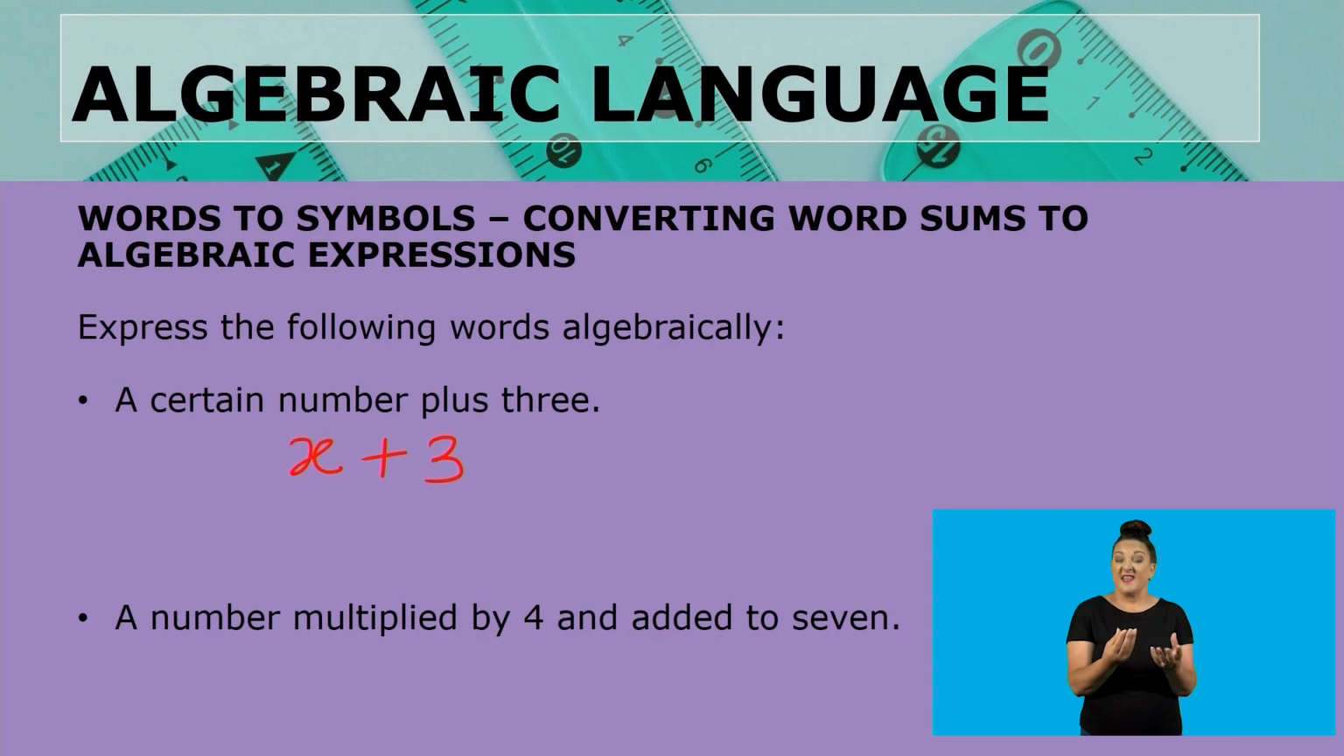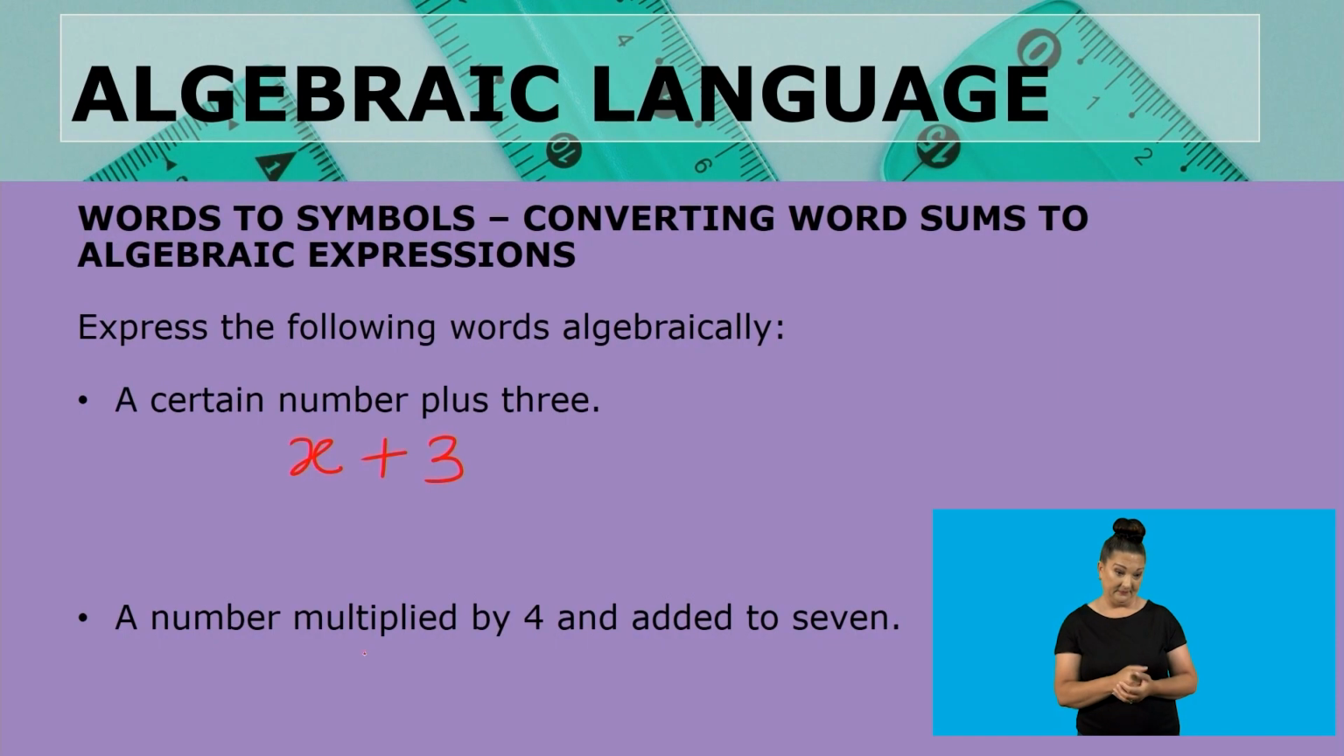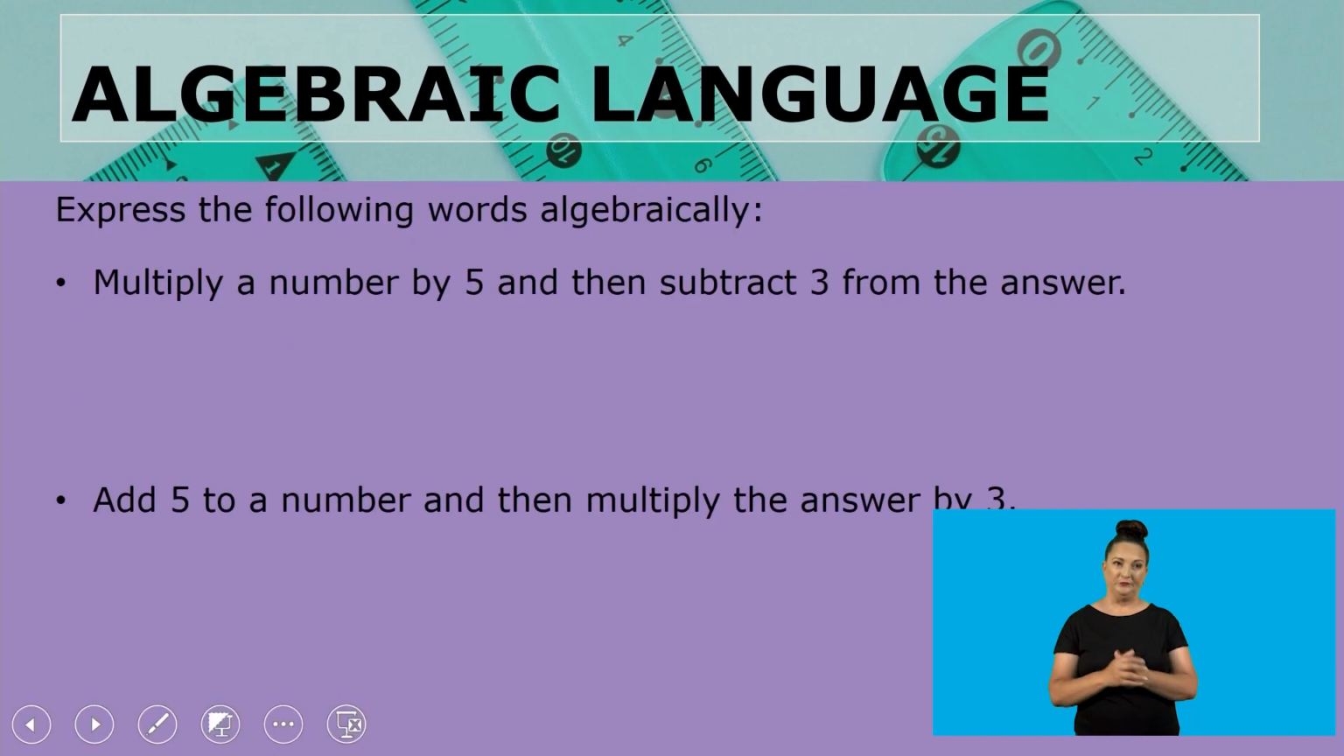Let's look at the next one. A number multiplied by 4 and added to 7. So this could be any number, and we are going to use a letter to represent that number. So a number multiplied by 4, that is 4 multiplied by any number. We can use p. And then added to 7. So that means that the product of this will be added to 7. So that can be written as 7 plus 4p.